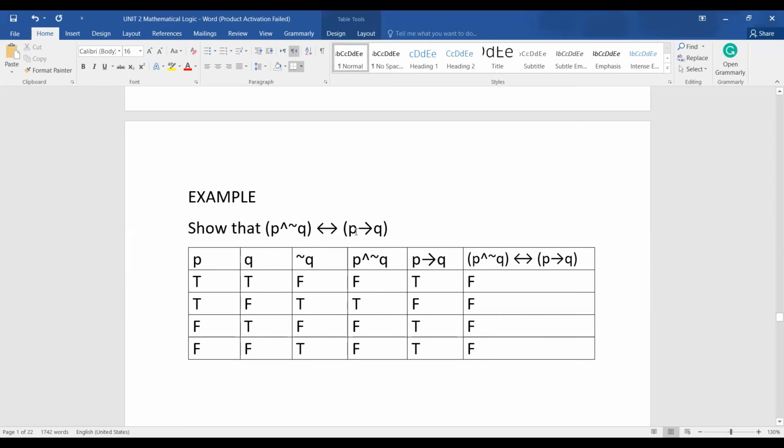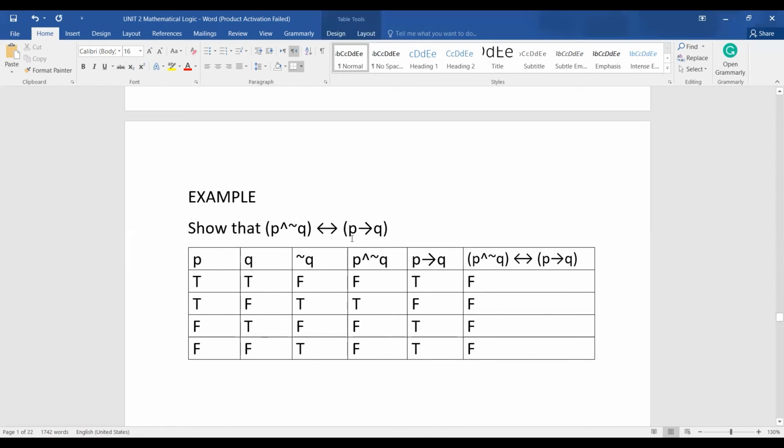There is a rule about which one we have to follow first: and, or, if conditional, negation. I will explain this now. So we'll start with negation Q, and we will write all the possible values for negation Q. Next, we have P and negation Q, so we're going to find the answer for P and negation Q. We're not using Q while solving. We'll write all the possible values.